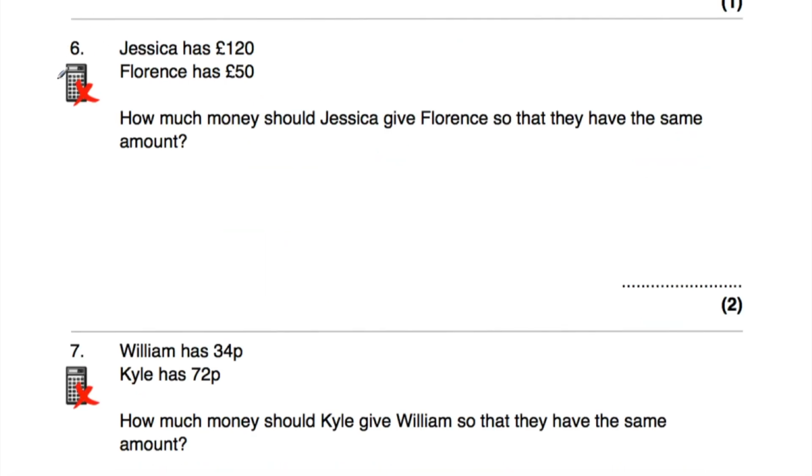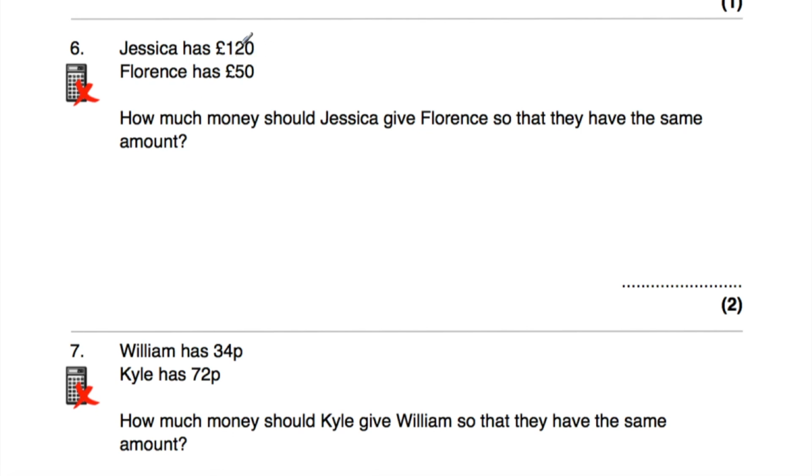Okay, let's have a look at question number 6. Question number 6 says, Jessica's got £120 and Florence has got £50. How much money should Jessica give Florence so they both have the same amount of money? So we want to find out how much money Jessica needs to give Florence so they both have the same amount. There's two different ways we can do this.